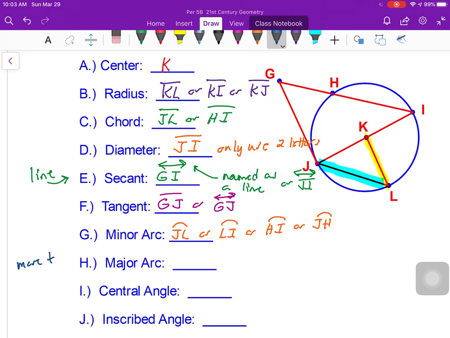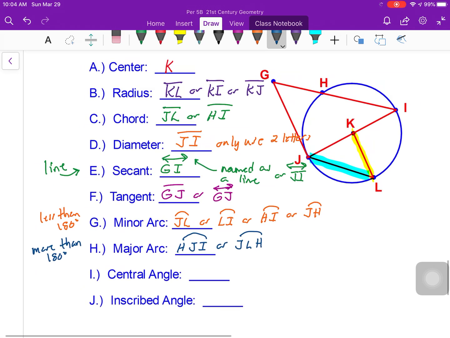A major arc has to be more than 180 degrees, whereas the one we just did had to be less than. So for my major arc, I could say H to J to I, or J to L to H. And there's more.